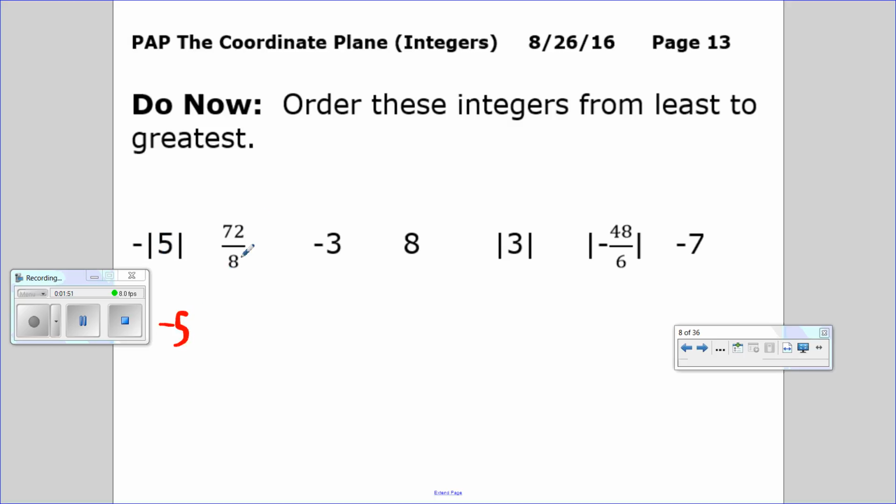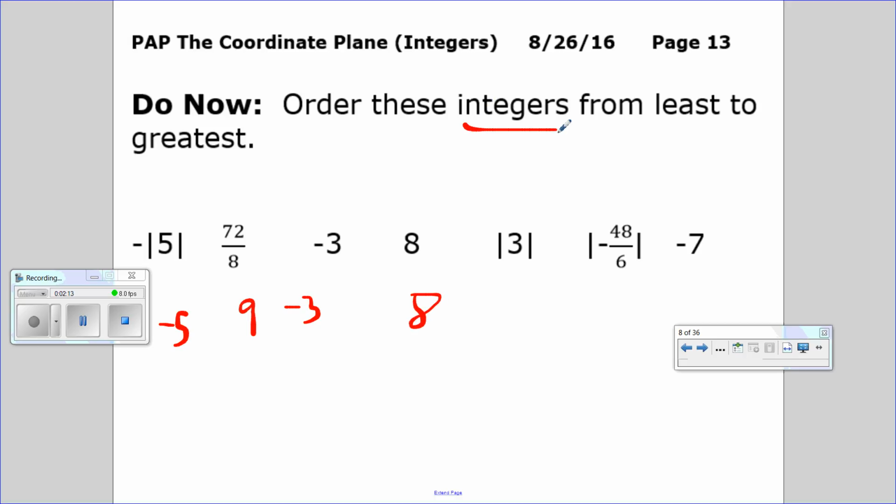What's 72 over 8? How many 8s go into 72? This means divide. This is an improper fraction. How many 8s go into 72? 9. So 72 divided by 8 is 9. Negative 3 is negative 3. That's an integer. 8 is an integer.